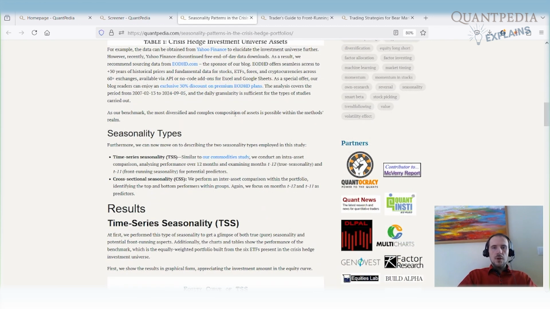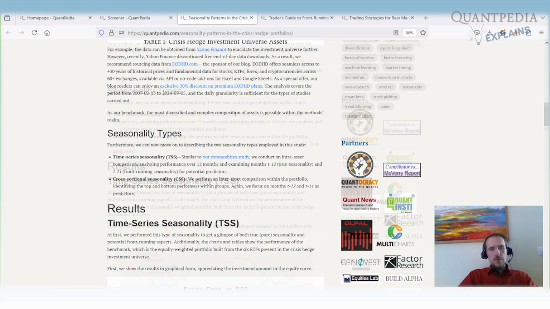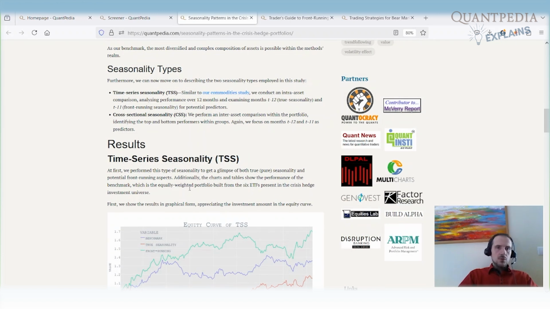Now, what is our idea is to find out what are the seasonal patterns in those ETFs. If there are some patterns when the investors prefer to hold those ETFs, and we can find them in the data. Another idea is that let's try to front run these seasonal patterns. So there are multiple types how to identify seasonality patterns. One of them is time series seasonality. It is similar to our commodity study, so to our previous article.